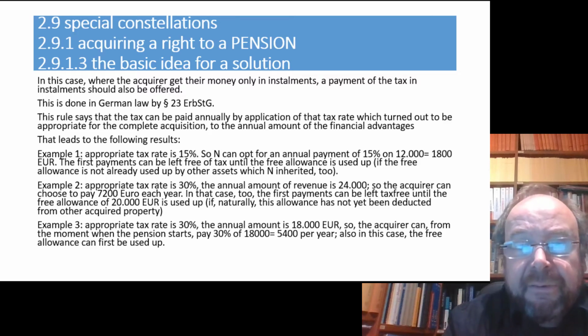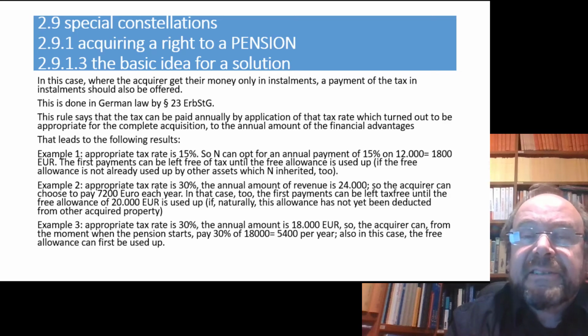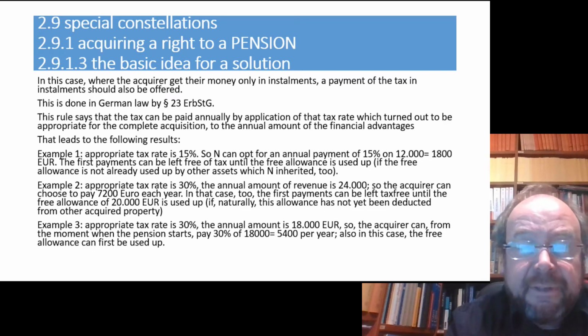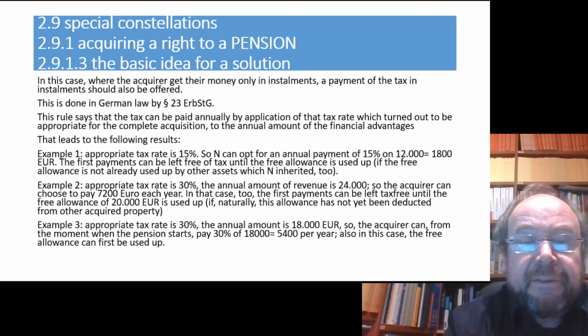And now this doesn't take into account the free allowance, so the fiscal administration says, okay, N can receive the first installments free of tax until the free allowance is used up. So the 15% on each additional amount will probably set in the second year.